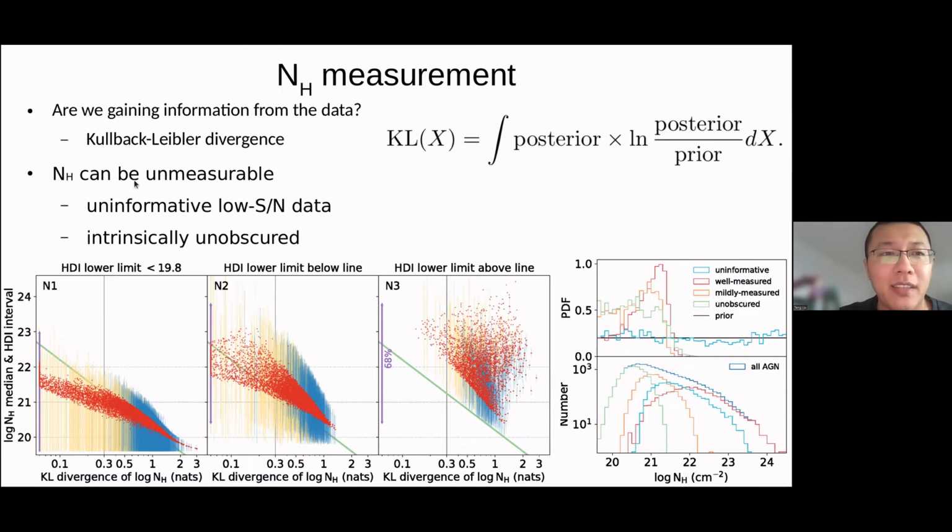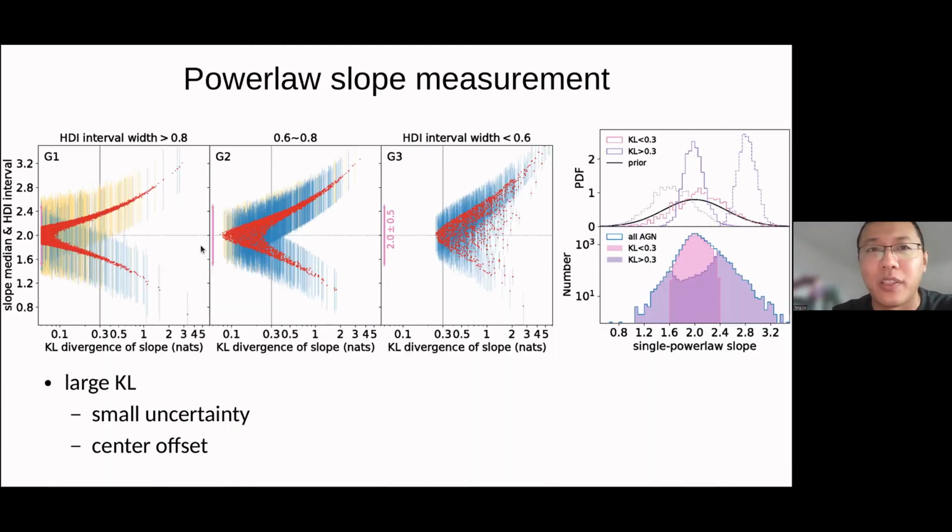In some cases, the complexity is actually unmeasurable. There are 2 reasons. One reason is there's no information from the data, and the second reason is the source is intrinsically unobscured, so we cannot really give a measurement of the complexity value. Similarly, we can do a similar analysis for gamma. This figure shows the distribution of the measured gamma value as a function of the KL divergence.